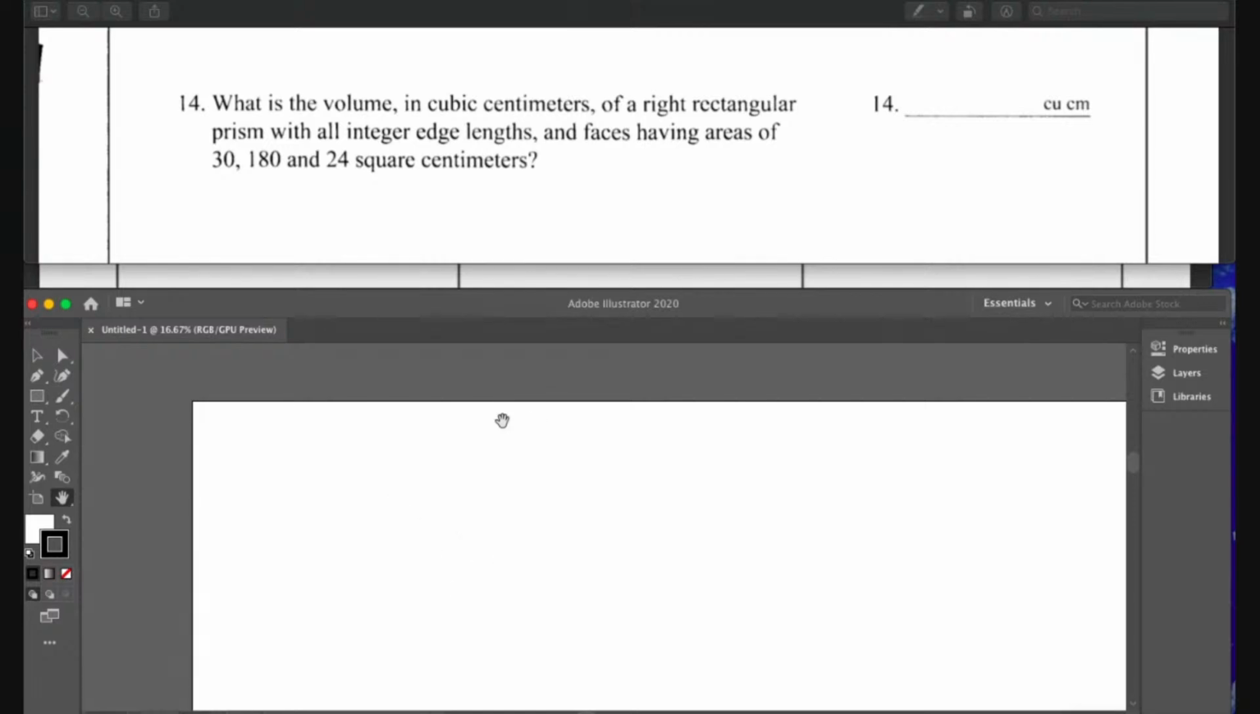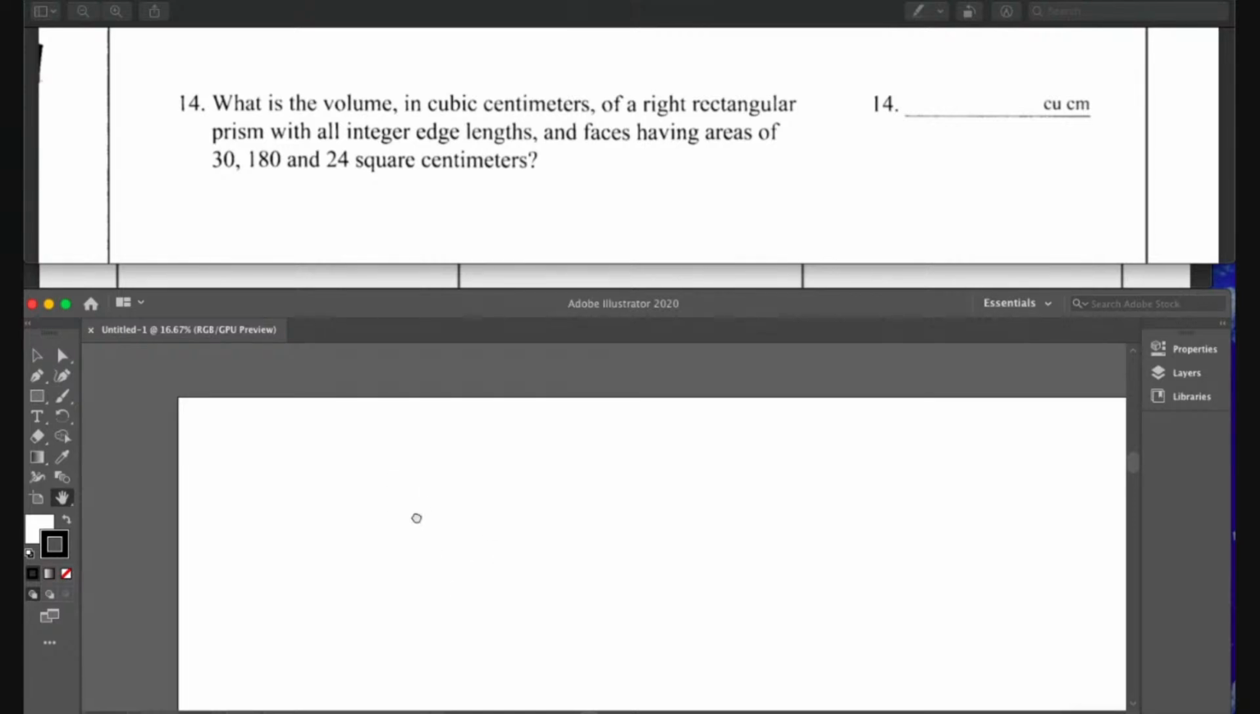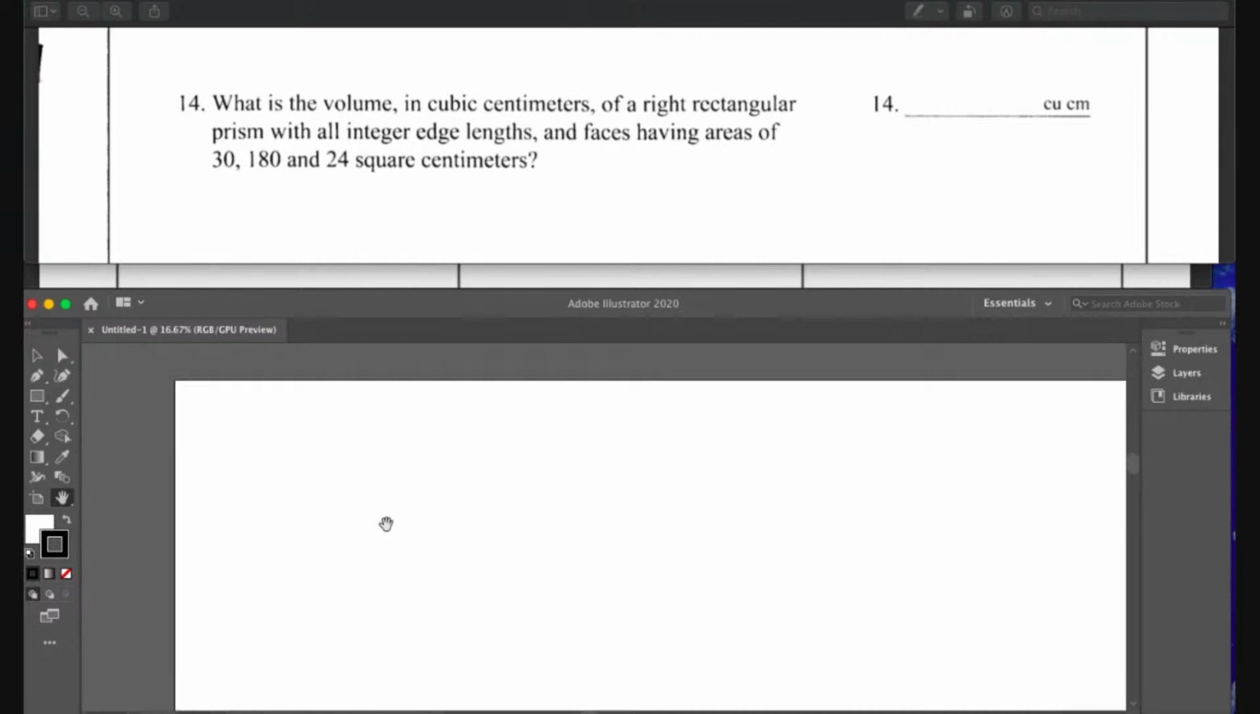If you don't know how to do this problem already, we can just start by thinking of our right rectangular prism and its integer edge lengths. We can call those variables x, y, and z. Given faces of areas 30, 180, and 24, our prism is only going to have three types of faces, and each of these areas corresponds to one of these faces.